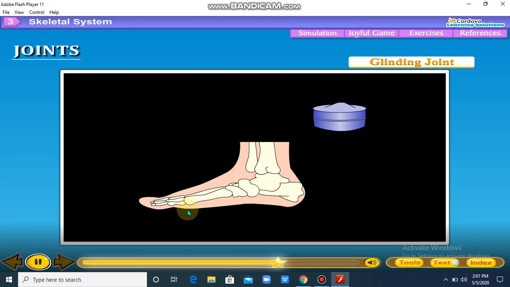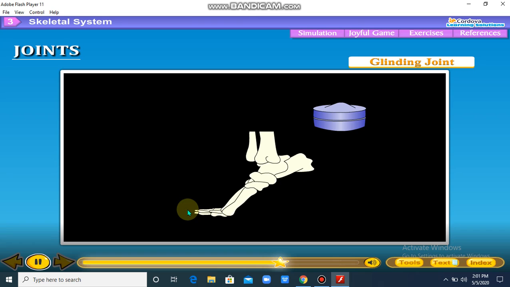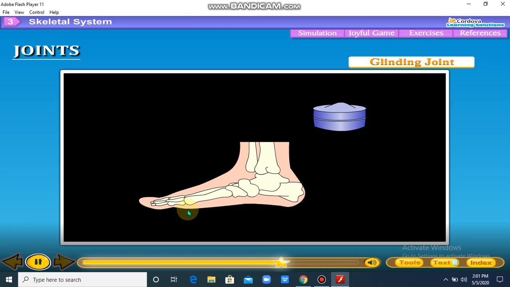Gliding joint. This type of joint is found in the wrists, ankles and between any two vertebrae of the backbone. It allows the bones to slide against each other and our back to bend, twist and turn at each joint.